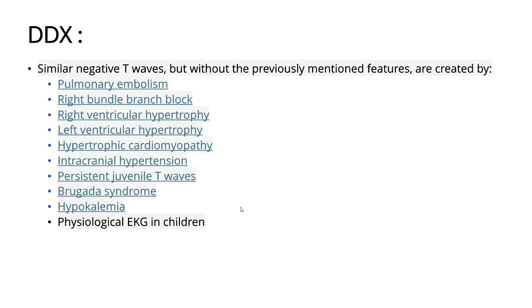So for differential diagnosis of Wellens syndrome, we have a lot of cases with a similar pattern of negative T waves, but of course the previously mentioned features will be only for Wellens syndrome. For example, we have pulmonary embolism, right bundle branch block, right ventricular hypertrophy, left ventricular hypertrophy, hypertrophic cardiomyopathy, intracranial hypertension, persistent juvenile T waves, Brugada syndrome, hypokalemia, and the physiological ECG in children.